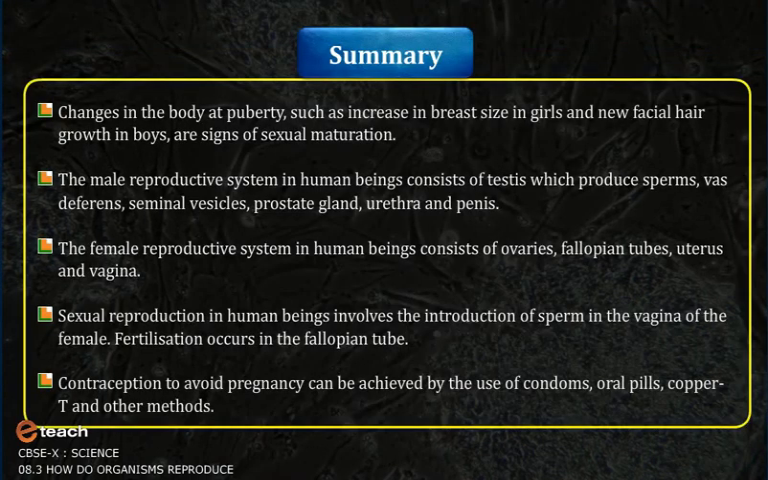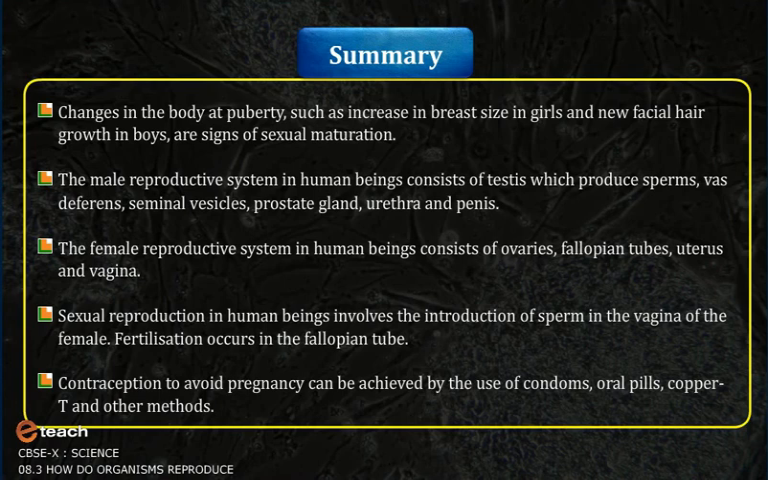Summary. Changes in the body at puberty, such as increase in breast size in girls and new facial hair growth in boys, are signs of sexual maturation. The male reproductive system in human beings consists of testes, which produce sperms, vas deferens, seminal vesicles, prostate gland, urethra, and penis. The female reproductive system consists of ovaries, fallopian tubes, uterus, and vagina.